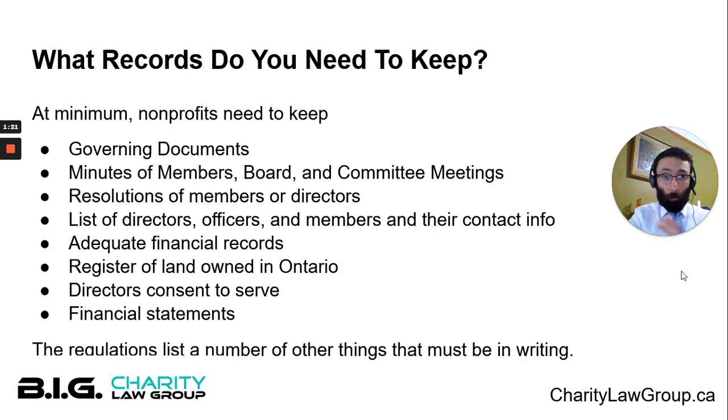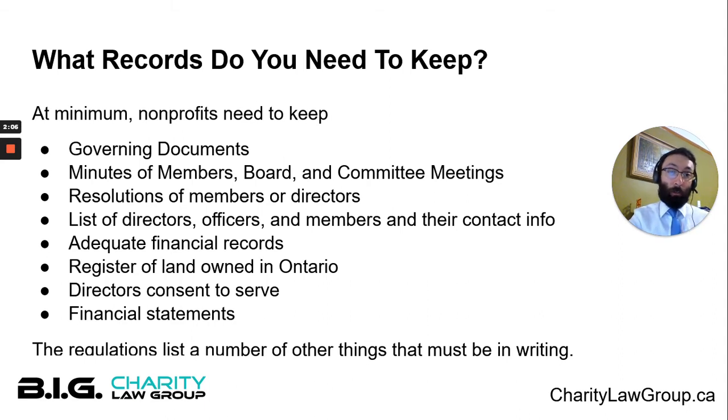Okay, so what records do you need to keep according to Ontario's Not-for-Profit Corporations Act? Well, you need to keep your governing documents like your articles and your bylaws. You should keep minutes of members and board meetings. And here's the thing a lot of people don't realize. You also need to keep minutes from the committee meetings. So member committee meetings and director committee meetings. So if your members are getting together, let's say they're an advisory group, you should make sure that they're keeping minutes, as well as any resolutions coming from either the committees or the board or the members' meetings or the committee meetings of members. You should keep a list of directors, officers, members, as well as their contact info.